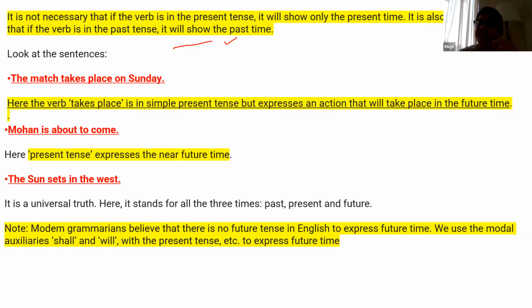Tenu verb ta present tense te thile bhi, se action ta present tense te ho thile bhi, it could be about something which is in the future. Let us see how it is. For example, the match takes place on Sunday. Now, what is your verb? Takes. Now, the verb takes place is your verb. It is in the simple present tense.